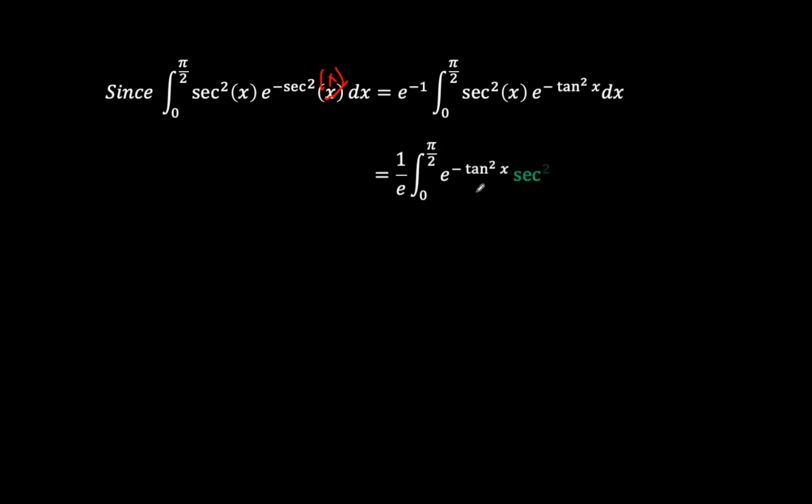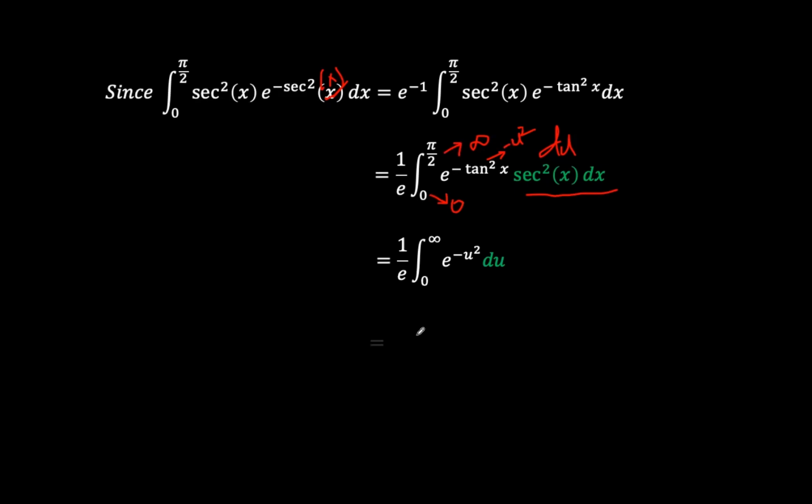Obviously, e to the power negative 1 is 1 over e. And now we see that sec squared x dx can be replaced with du. The upper limit goes to infinity, and the lower limit is 0. And this here goes to negative u squared, right? So applying all those transformations, we're left with this very nice tractable half Gaussian integral.